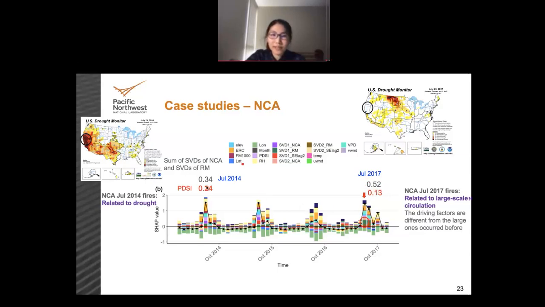While for 2014, we see their contribution decrease, but the PDSI contribution actually increased, the purplish color. If we look back to the drought monitor, which is an independent source, not included in our input data, you can see it points out a severe drought during that time in 2014, but there's no drought signal in 2017. So actually we can identify different drivers for the fire events by year. Okay, so that's how we can utilize SHAP.